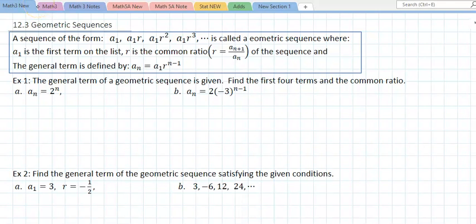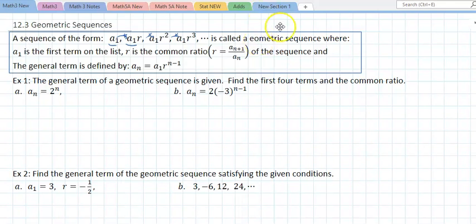12.3 talks about geometric sequences. A sequence of the form A1, the next term is A1 times R. You multiply by R again. You multiply by R again. So the geometric sequence is kind of like the arithmetic sequence. Instead of adding a number, you're multiplying by a number every time.